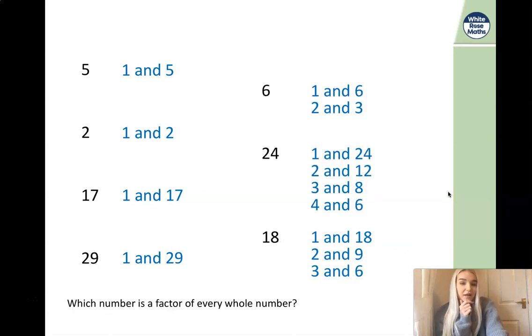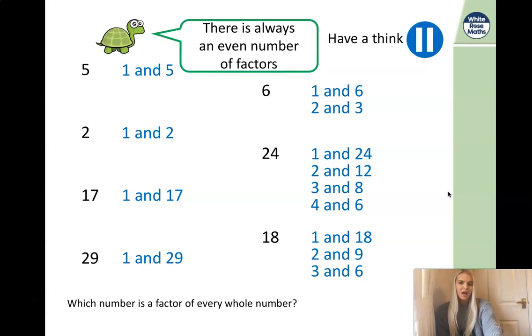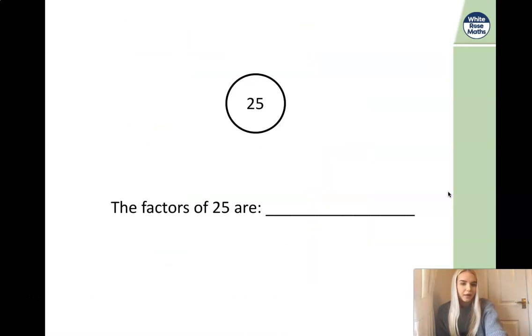So we have here some more numbers. We have 6. We have found the factors of 6 being 1 and 6 and 2 and 3. We have found that there are 4 factor pairs of 24 and 18 has 3 factor pairs. So well done. Now Tiny the Turtle says there is always an even number of factors. Pause the video and have a think. Okay, let's try and prove Tiny the Turtle wrong.